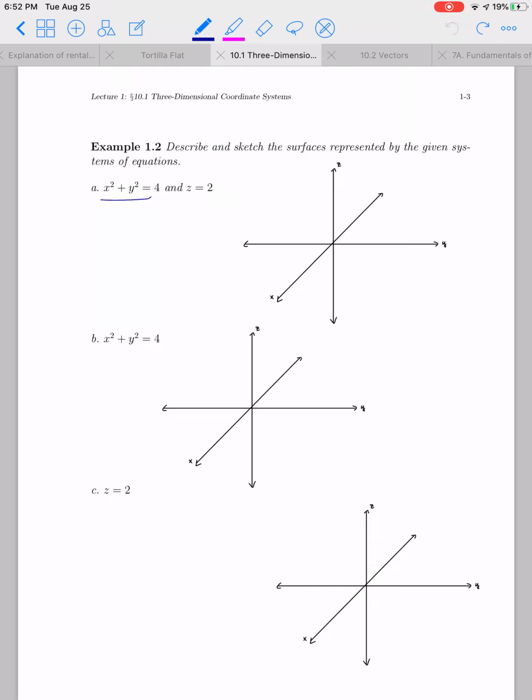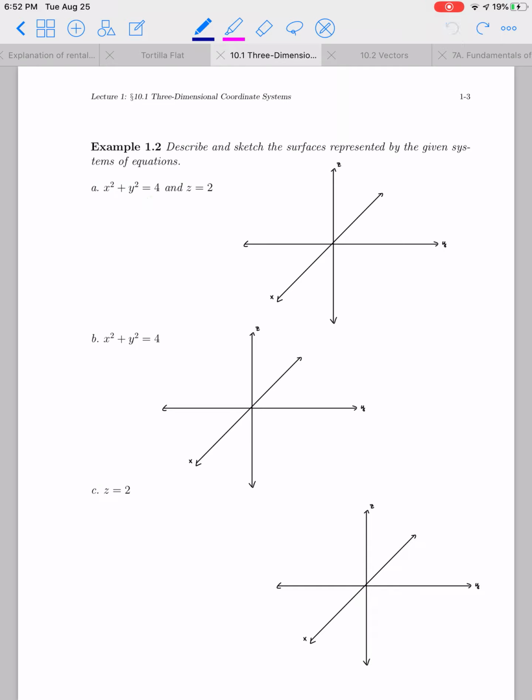Well, we recognize x squared plus y squared equals 4 is a circle with radius 2. That's in the xy plane. We can just draw that right away, only we have a constraint for z. z is equal to 2. So let's keep this in mind.